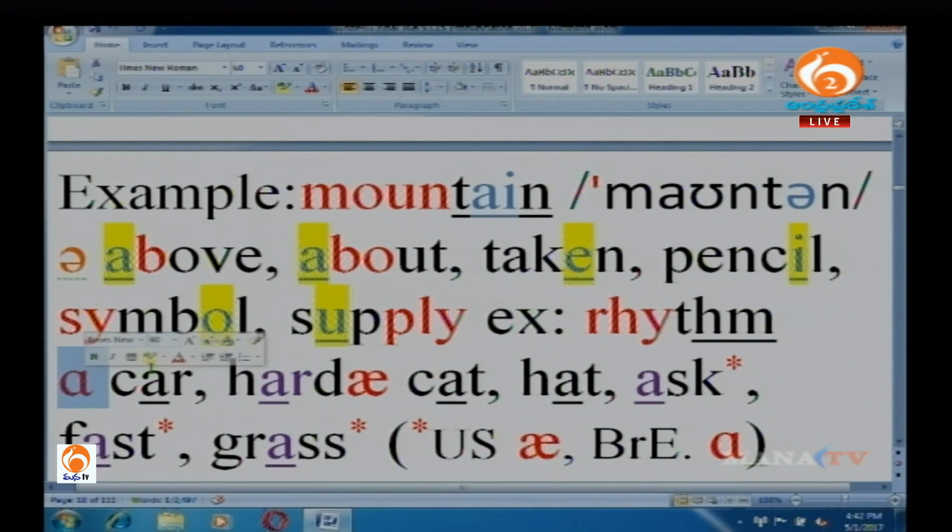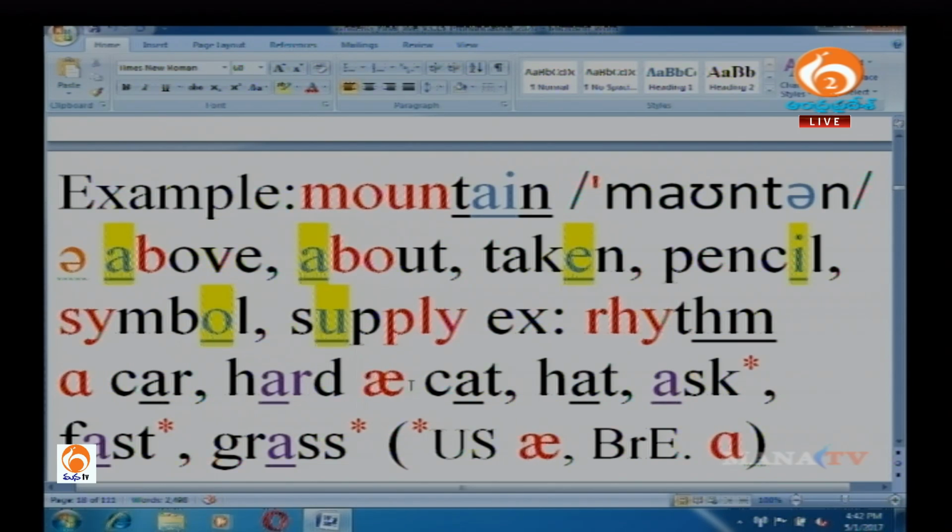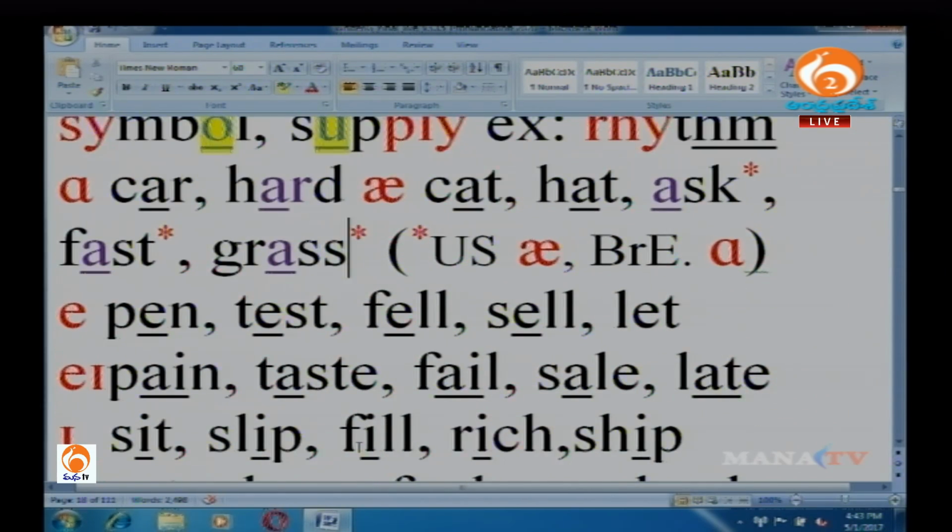All right, good. So go for this. R, ah sound. Car. This one, hard ah sound. This one, a sound, this symbol. Cat, repeat after me. Hat. Americans call this one ask. British call it ask. So let's go over some of those differences. This one, Americans call it fast. Americans call this one grass. British call it fast. Here, grass, okay? So Americans use this symbol to pronounce some words, not everything.